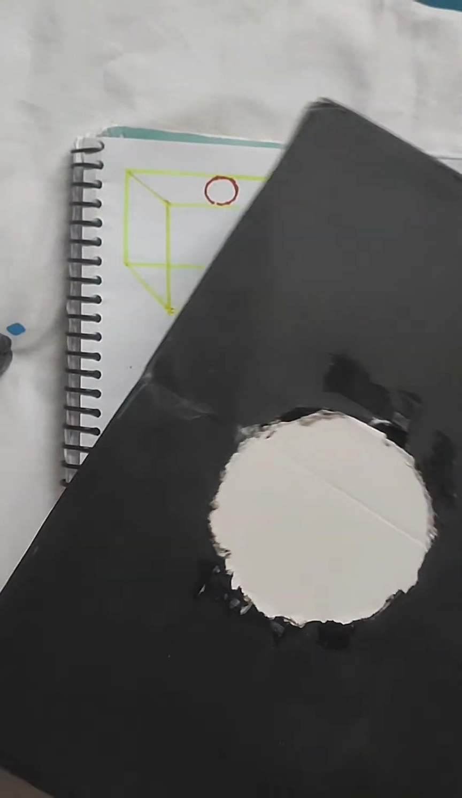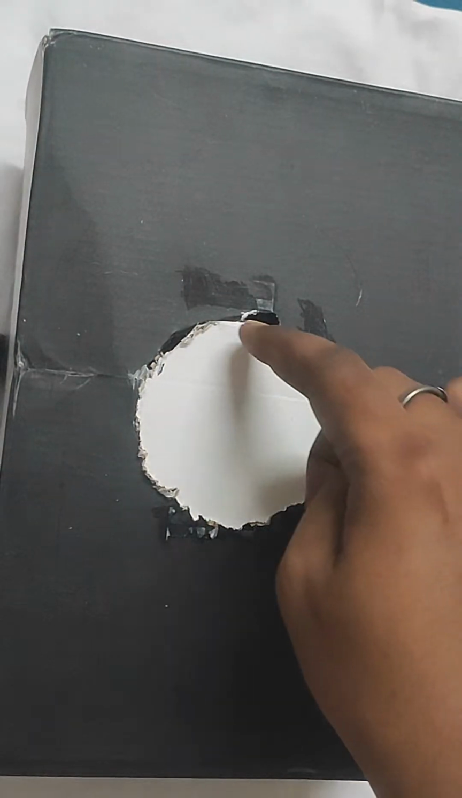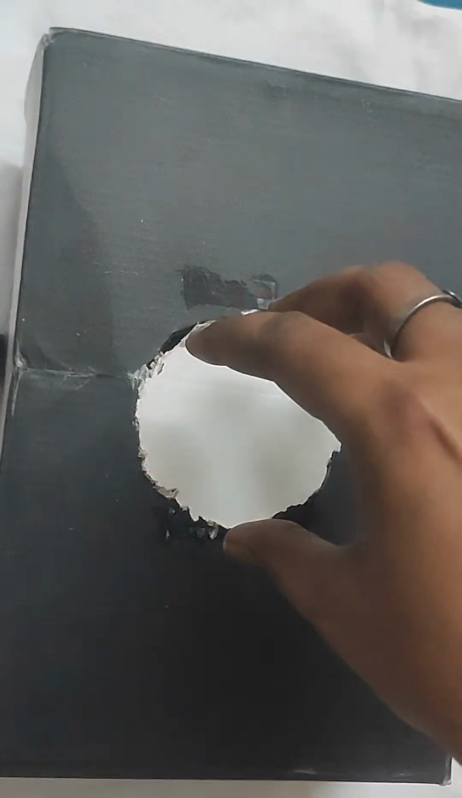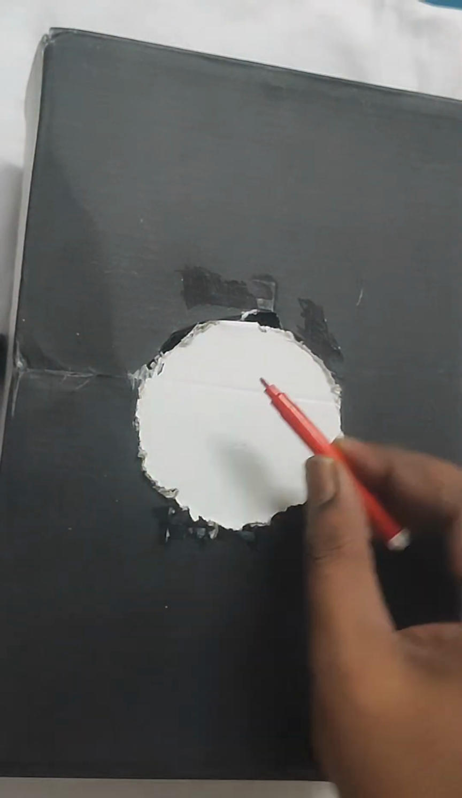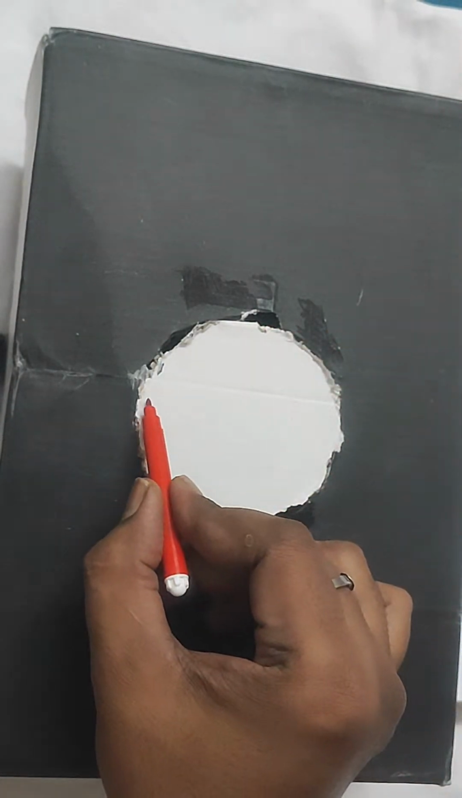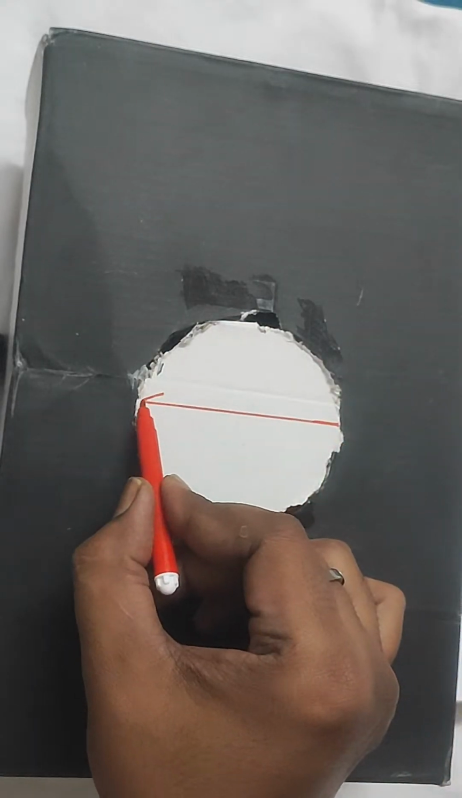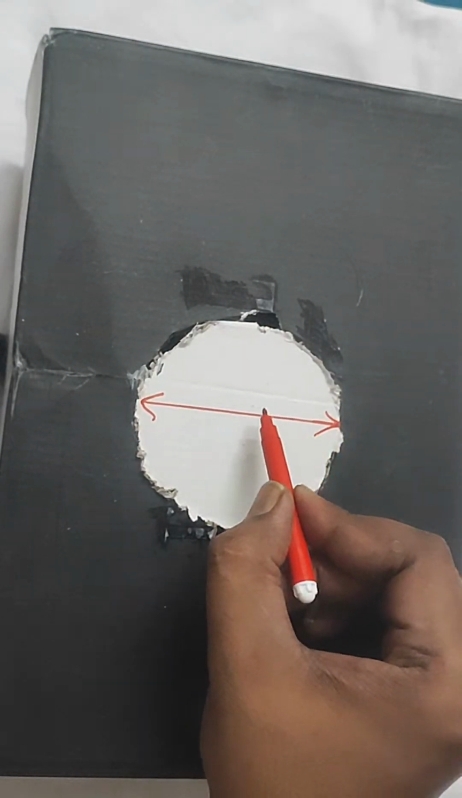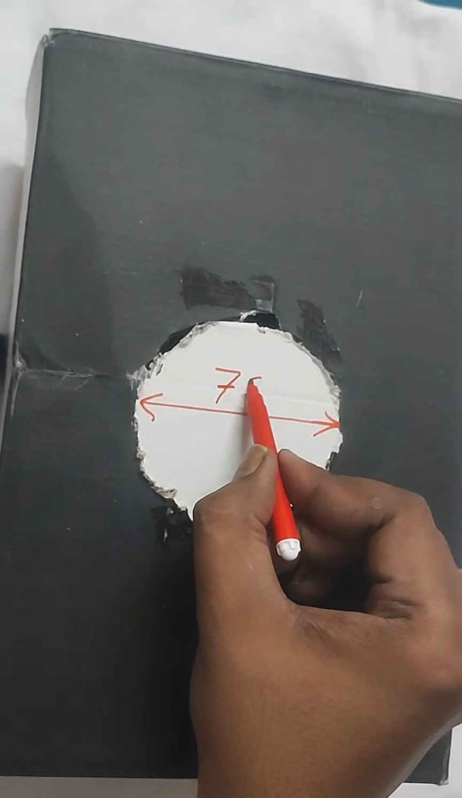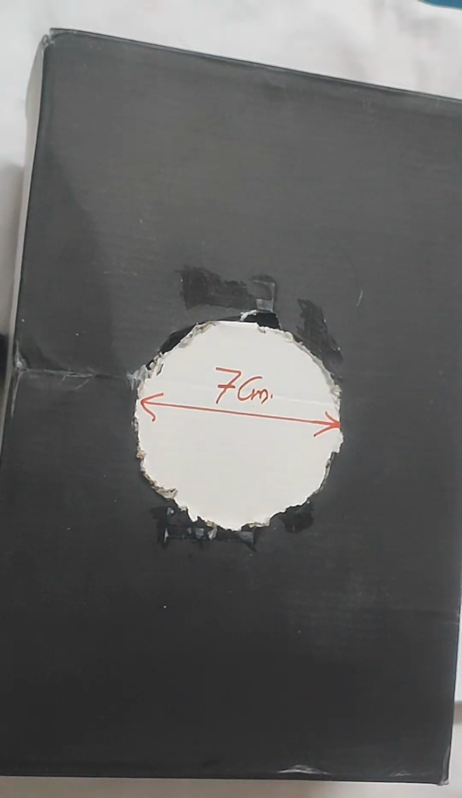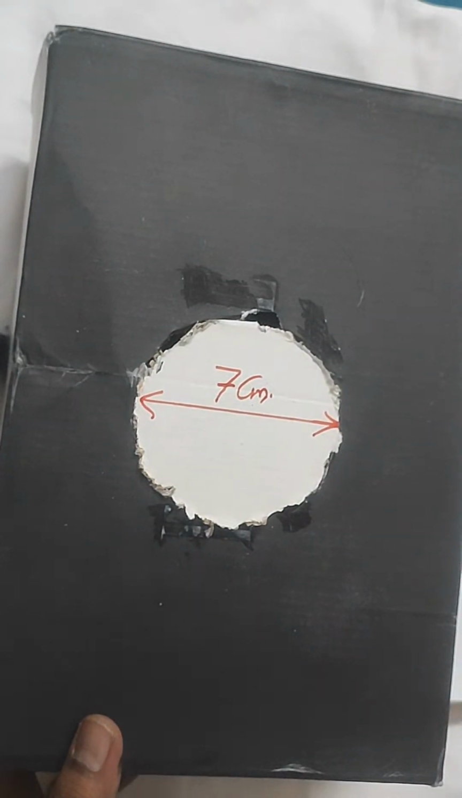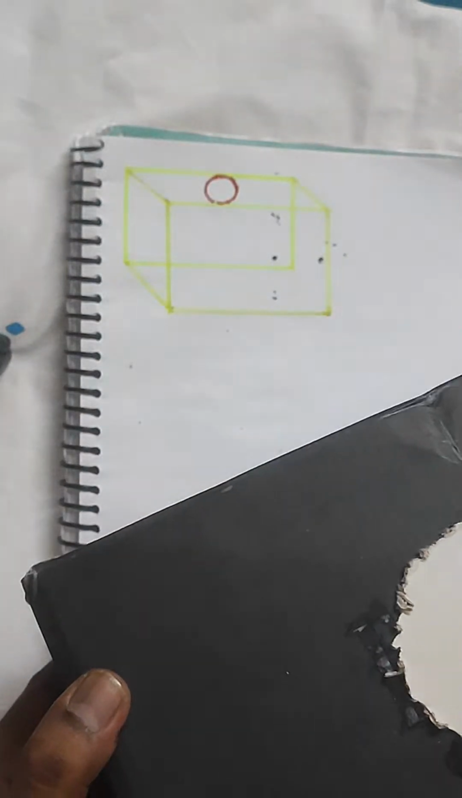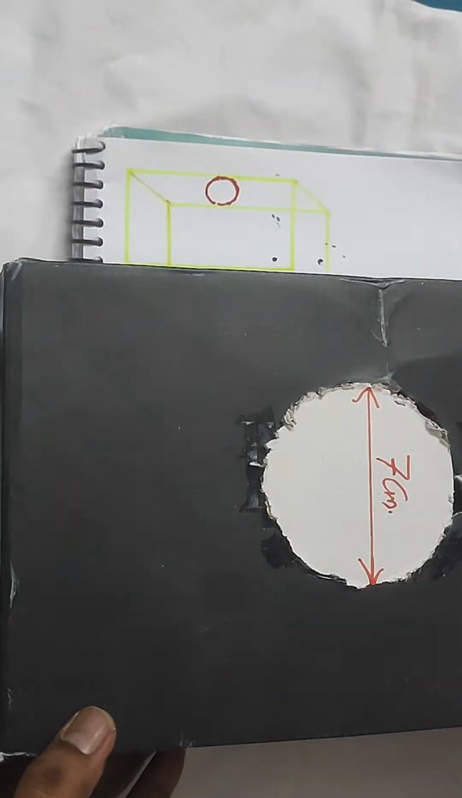And through this box a cylindrical hole is drilled out. What is the diameter of this cylindrical hole? It is given to you as 7 centimeter, right? Now, what is the surface area of the remaining box after drilling out this hole?